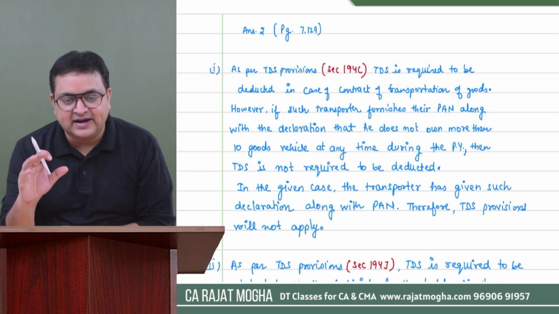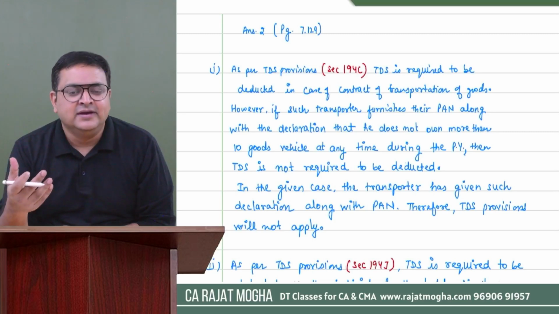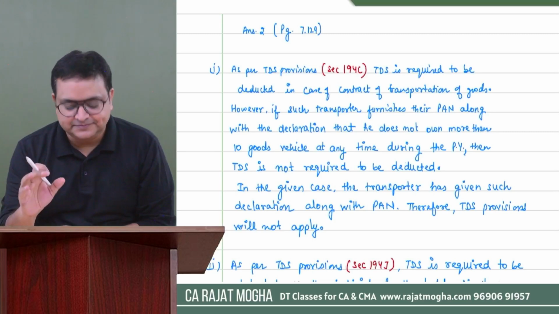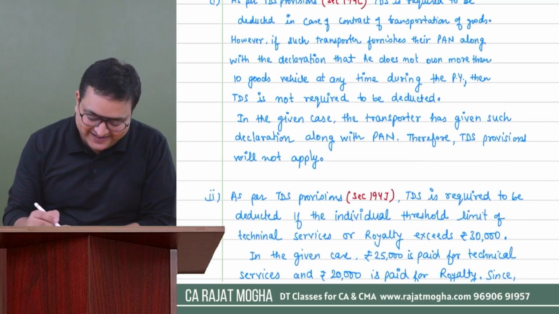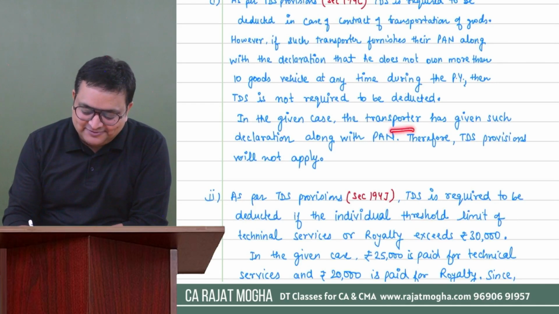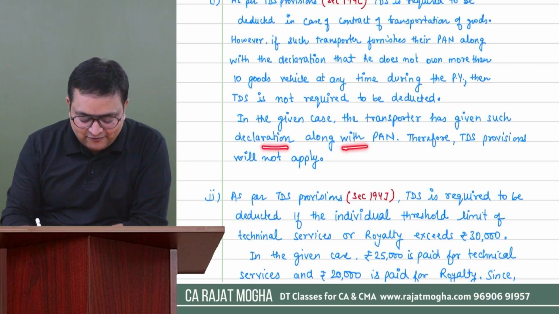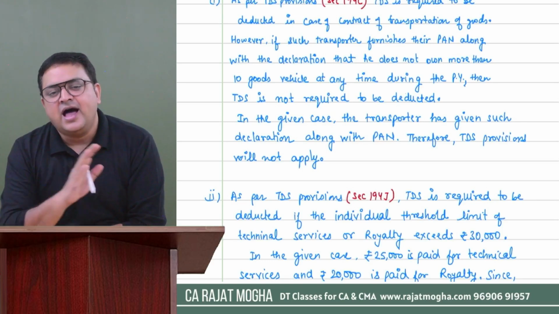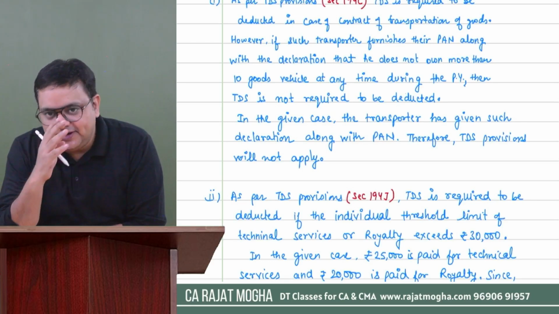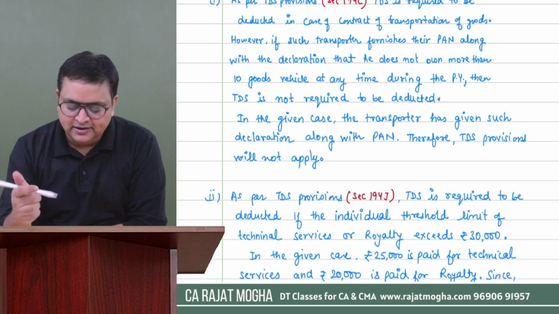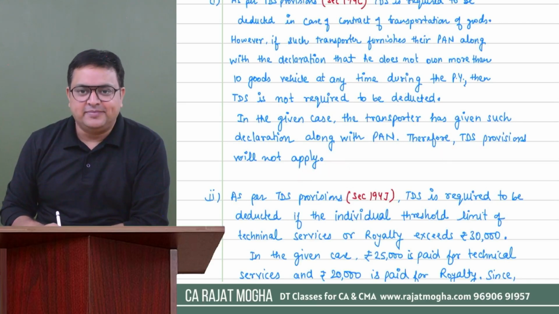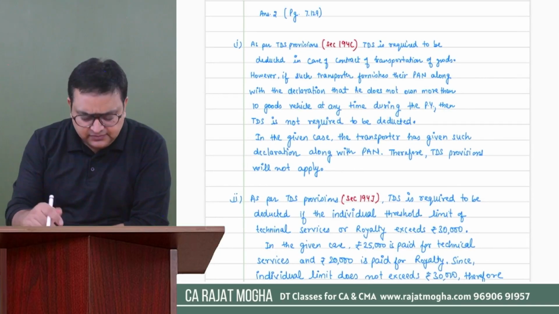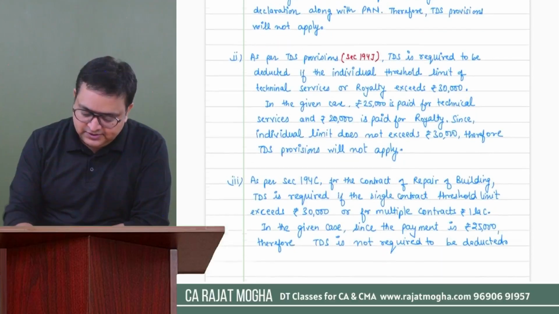Are you understanding how you have to present this in your answer sheet? In the given case, the transporter has given such a declaration along with the PAN: sir, I don't own more than 10 goods vehicles, and I am also furnishing my PAN. So in this case, TDS provisions will not apply. Got it? I'll share this PDF also.